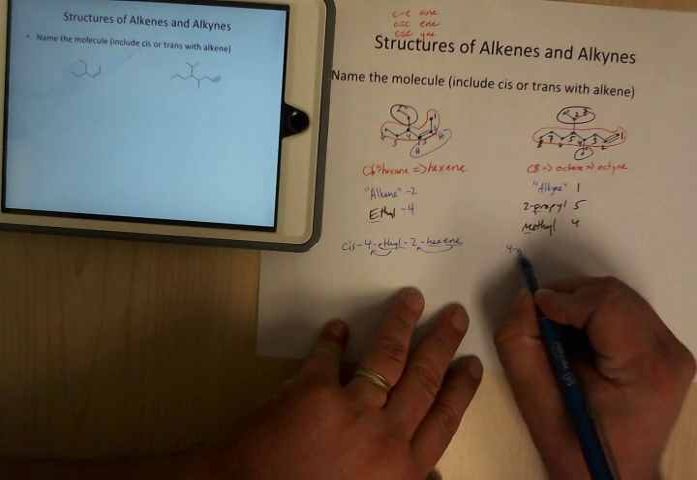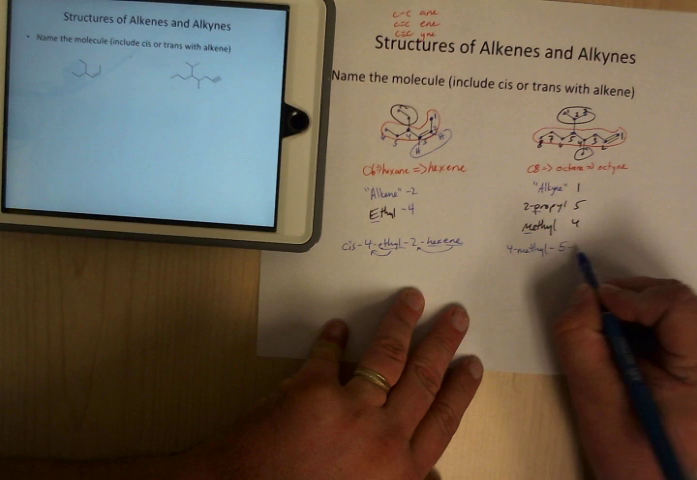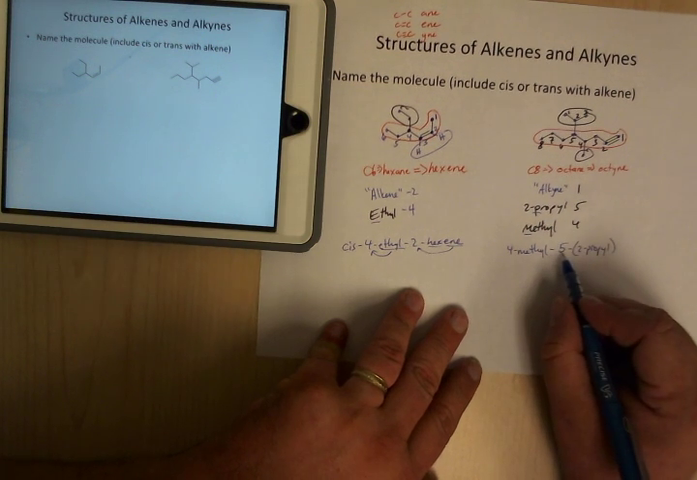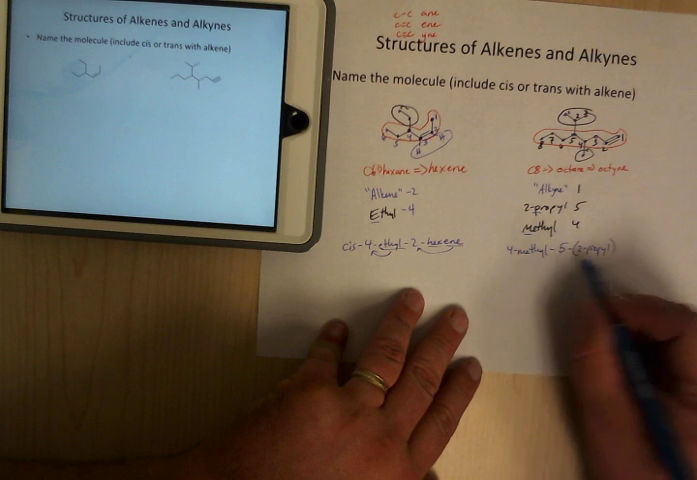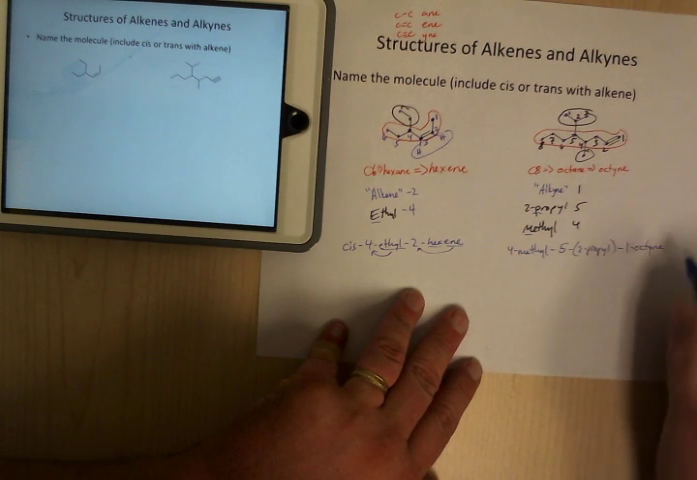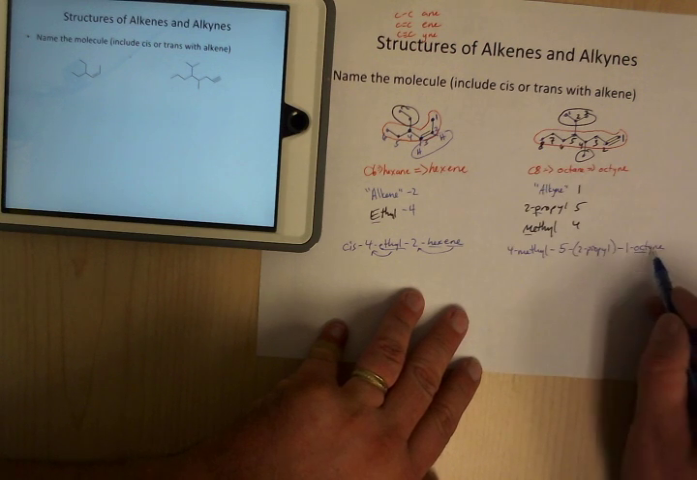So it becomes 4-methyl, 5 2-propyl. So we have a 2-propyl group attached to carbon 5. 1-octyne. We have a main chain that's 8. We have a triple bond in it.